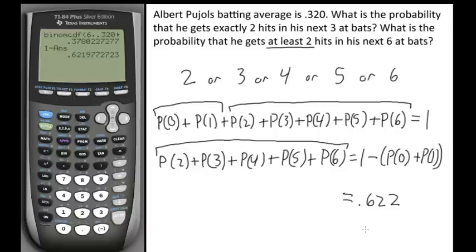So the binomial CDF function, again, sums up the probability of getting x or less successes. So in this case, when we did the binomial CDF for 1 success, what we really got there was 0 and 1 successes summed together. We subtracted that from 1 to get the probability of at least 2 hits in the next 6 at-bats.